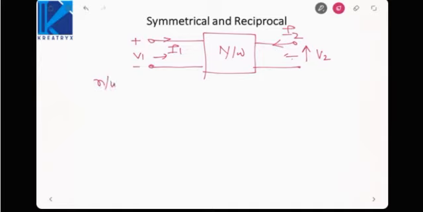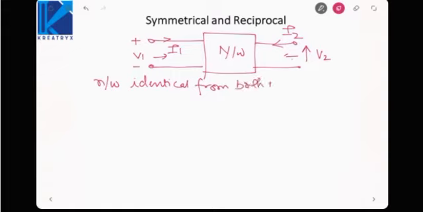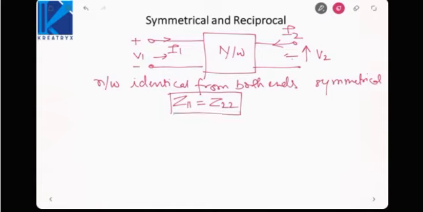Means the network is identical from both ends. Okay, that is the condition for a symmetrical network. How you can also explain it is, if the driving point impedance is the same from both the sides, that is, I can say that if Z11 equals Z22, then also I can say that the network is symmetrical. The next term is reciprocal.